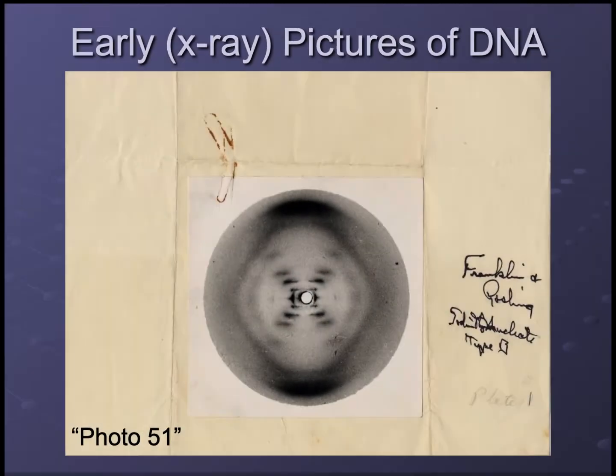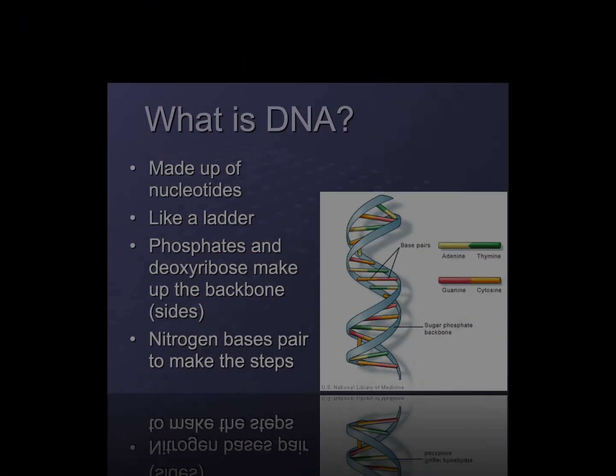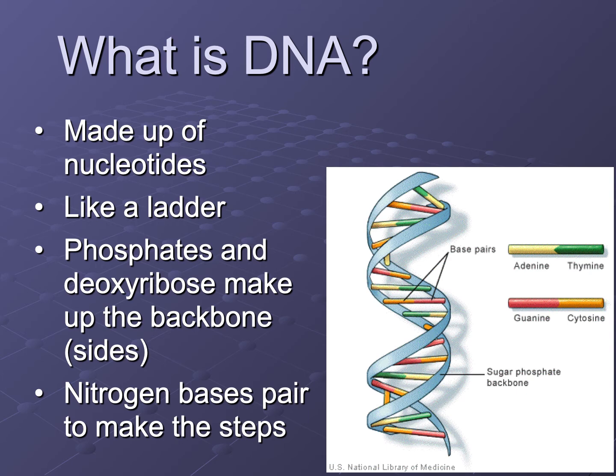Okay, this is one of the pictures. This is the famous, the infamous photo that they kind of stole from Franklin. Can you imagine working backwards from that and figuring out that DNA looks the way that it does? They knew which chemicals were in there. They just didn't know how they were stuck together. And they didn't know that it was twisted. And this allowed them to sort it all out. It's pretty cool. Okay, what is DNA?